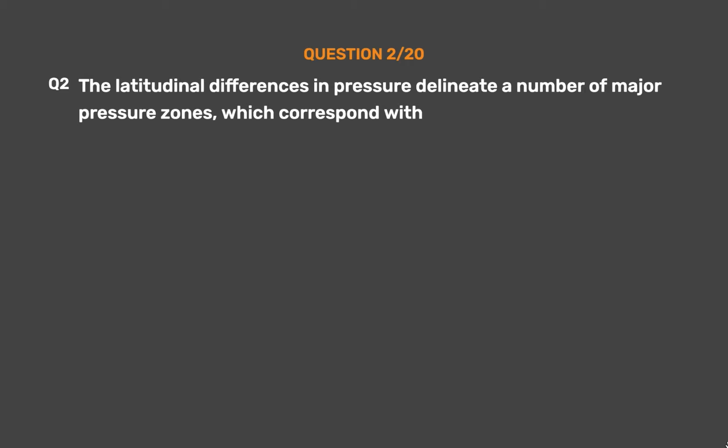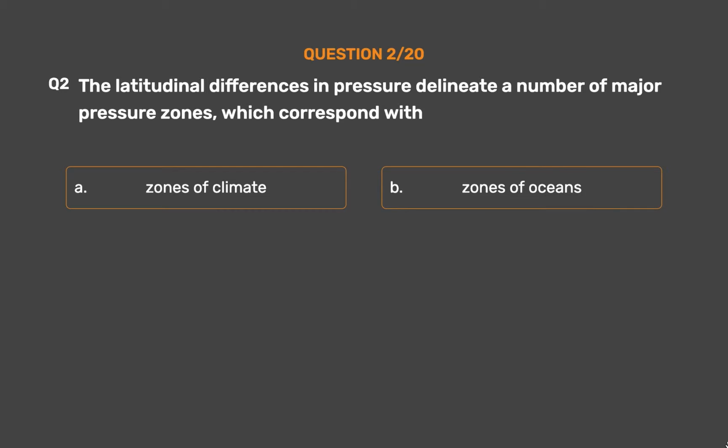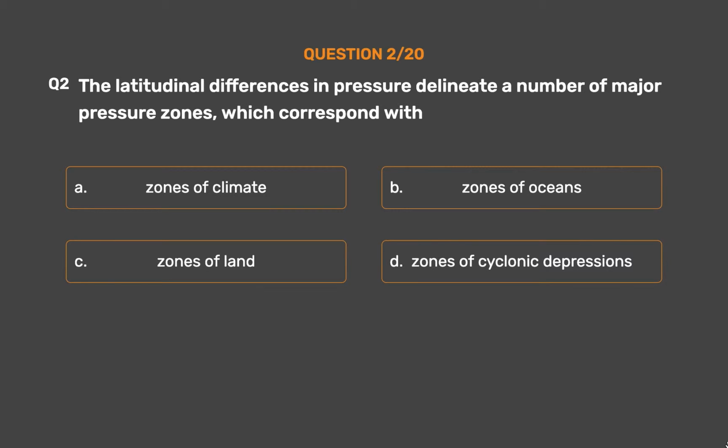Question number 2. The latitudinal differences in pressure delineate a number of major pressure zones, which correspond with Option A. Zones of climate. Option B. Zones of oceans. Option C. Zones of land. Option D. Zones of cyclonic depressions. The correct answer is Option A.